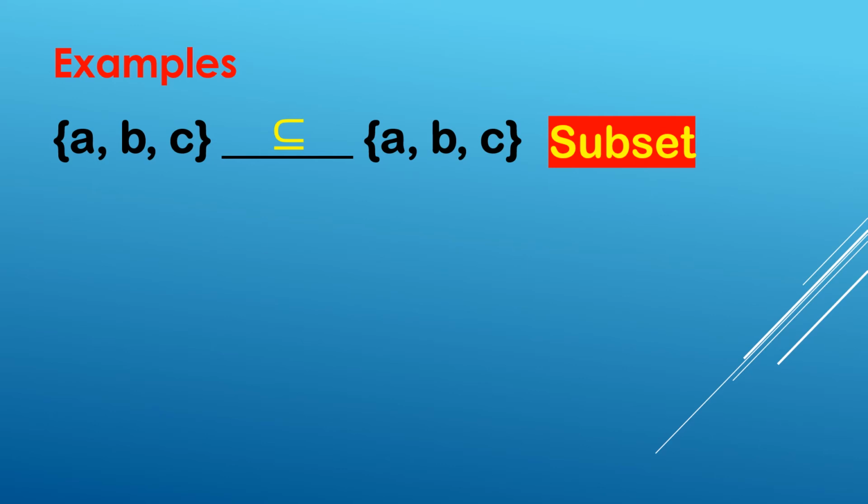Why? It's because all the elements in set A are also the elements of set B. Hindi natin siya matatawag na proper subset because, remember, proper subset, there should be at least one element in set B that is not in set A. So, in this case, lahat ng elements ni set A nasa kay set B. So, this is a subset.